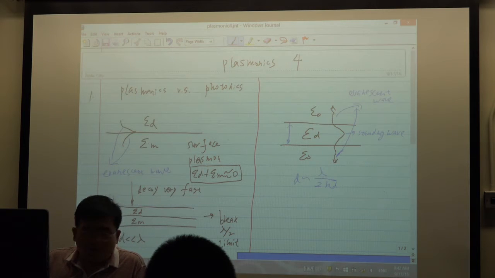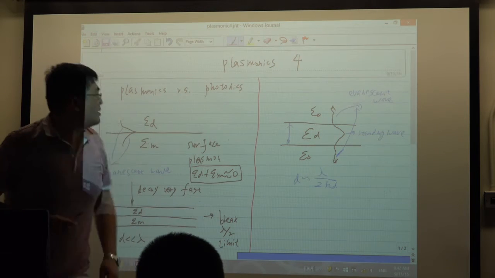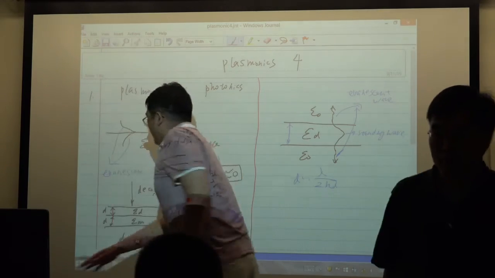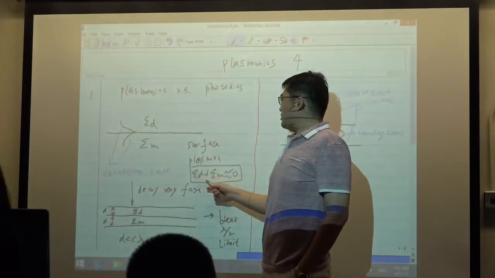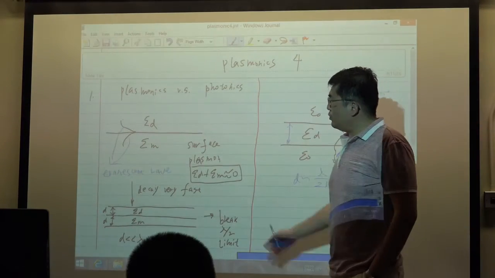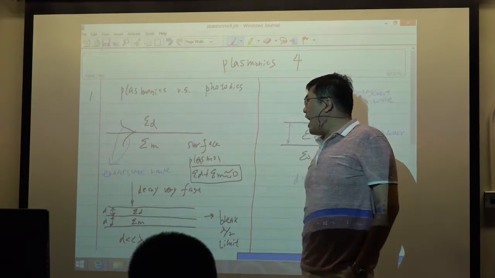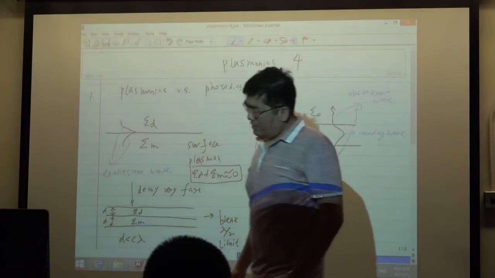So, plasmonics. I think the key is the surface plasmon. It is supported at the interface of two semi-infinite media, okay? So it's dielectric and metal. It has a surface plasmon resonance with a condition in 2D. This surface plasmon is supported with two semi-infinite layers. But for photonics, this is for photonics.